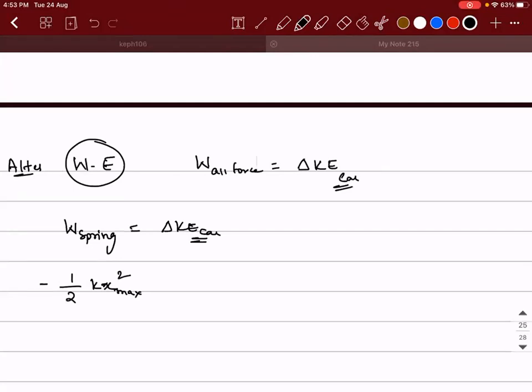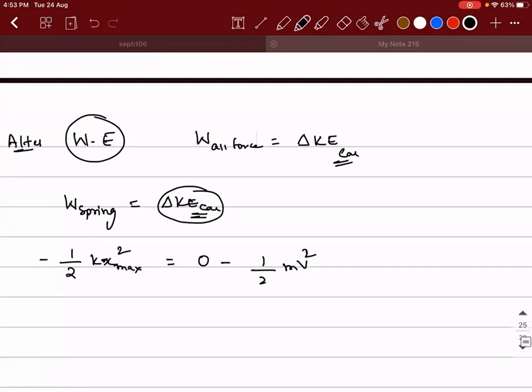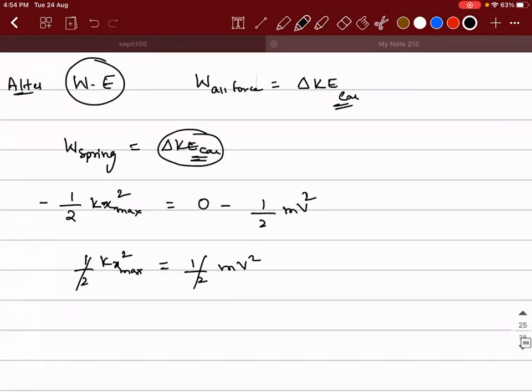Here I'll put a minus sign because it's doing a negative work. Right? I told you, whenever you are applying work energy theorem, you need to take the minus into consideration. This will be equal to, what is the change in kinetic energy? Final kinetic energy is 0 minus initial kinetic energy, half into m into v square. Now observe this equation and the above equation are the same. Half into k into x max square is equal to half into m into v square. Half and half will get cancelled. Now you solve. It's the same story.